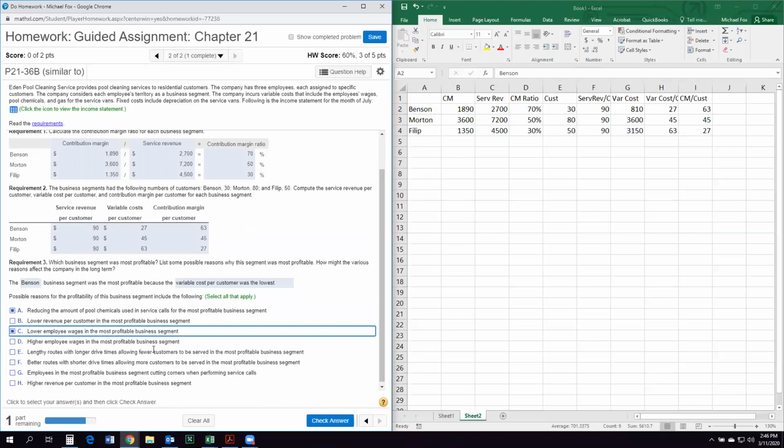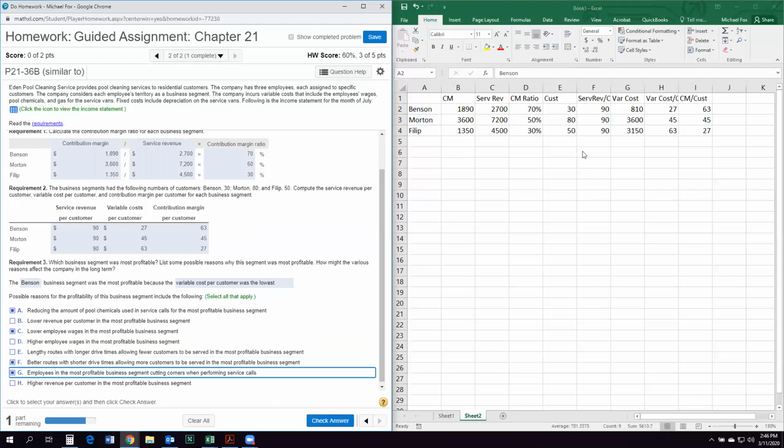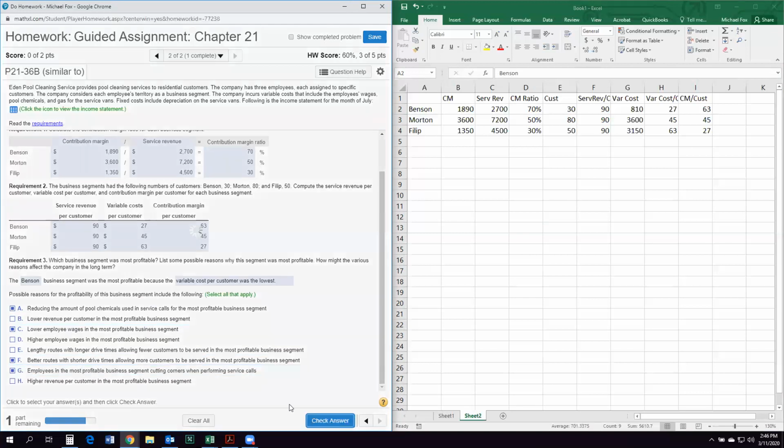Lengthy routes with longer drive times allowing fewer customers would not be a reason behind our most profitable segment. Better routes with shorter drive times allowing more customers to be served, that would definitely be one reason why it could be more profitable. Employees in the most profitable business segments cutting corners when performing service calls, that could definitely be it, so they're using less hours. Higher revenue per customer, again, we know revenue per customer is the same for all of them, so that's not going to be one of the reasons.